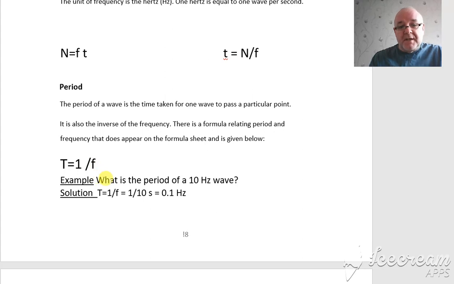So an example, what is the period of a 10 Hertz wave? Remember, 10 Hertz means 10 waves per second. So the solution is that the period is 1 over f, which is 1/10, which is 0.1 of a second.